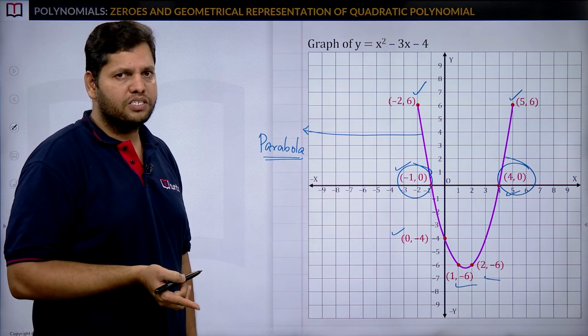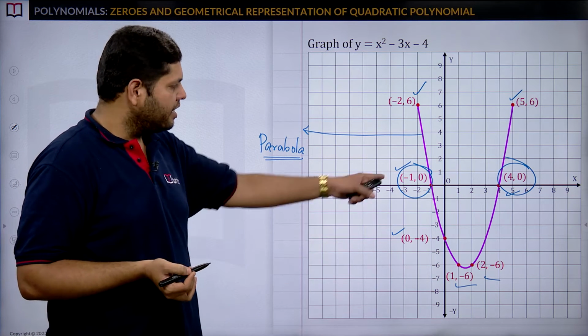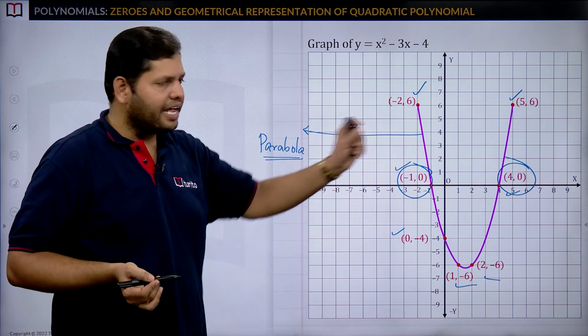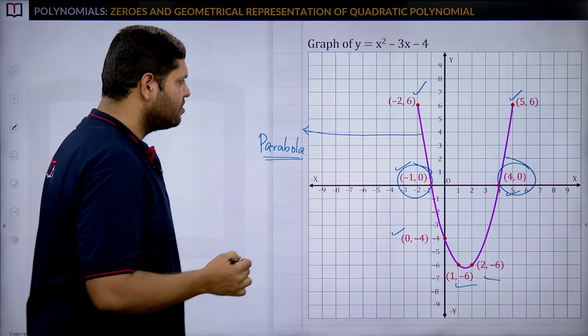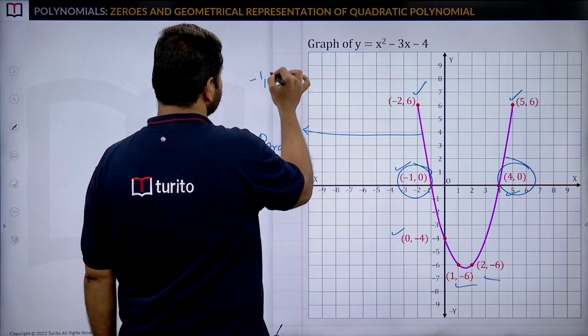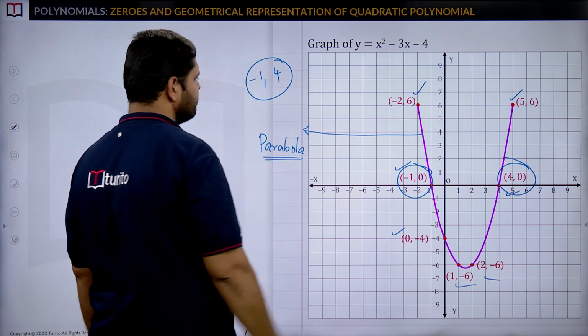So what do the 2 zeros mean? We have to say only the x coordinate. Here one x coordinate is -1 and the other x coordinate is 4. So what is the answer, children? What are the zeros of the polynomial? One is -1 and one is 4 is the answer.